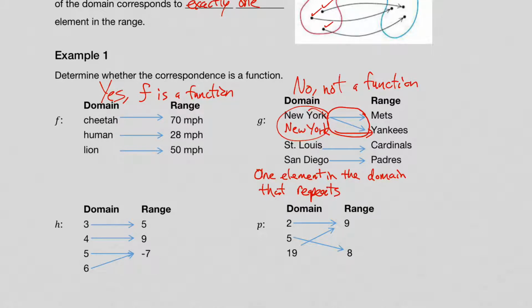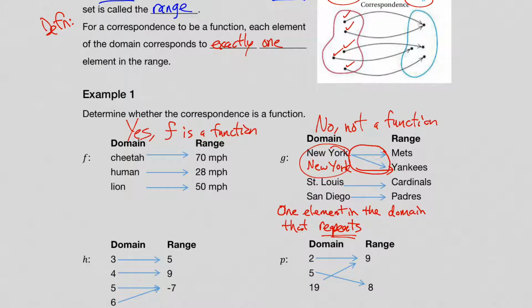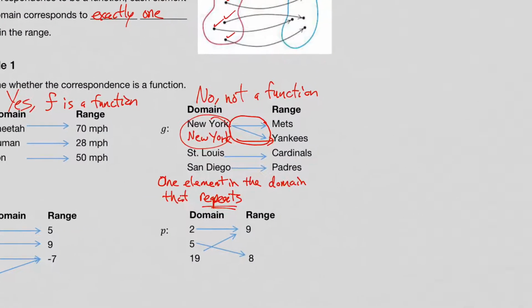Okay? And if it repeats, then it goes against this definition that we said over here, where each element of the domain corresponds to exactly one element in the range. So this element, New York, corresponds to two different elements in the range. So that means that the domain repeats.